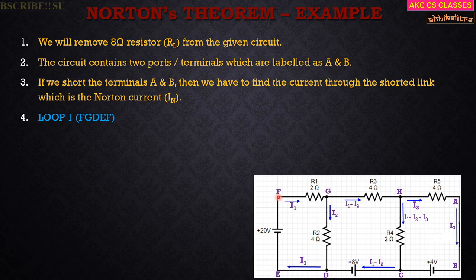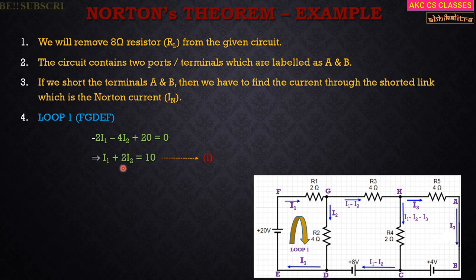So what is the rise value? The rise value will be plus 20 at point F. So what is the equation that is formed now? The equation is minus 2 times I1 minus 4 times I2 plus 20 equal to 0. So if I take 20 to the RHS, it will be minus 20, then the minus sign gets cancelled from both sides, right? So if I divide LHS and RHS by 2, then I will obtain I1 plus 2I2 equal to 10, which is marked as equation 1.